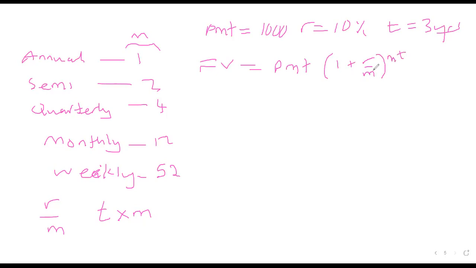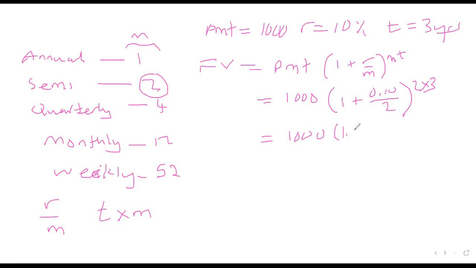So if we're dealing with quarterly, we're going to have 1,000 here, 1 plus R, which is 10%. Okay, let me use semi-annually. Semi-annually means 2. So our M will be 2. So we divide here by 2. And our time, we put a 2 times the time here, which is 3. So the more you compound, the higher the value you're going to have. So here you're going to have 1.05 to the power 6.